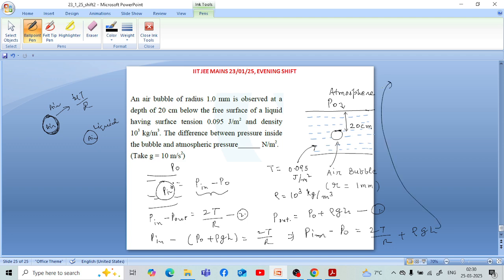Now, we can calculate this in this manner. P inside minus P naught, which we have to calculate in this particular problem, is given by 2 T upon R. So, it is 2 multiplied by the tension which is given as 0.095, upon the radius which is given as 1 mm. So, we have to convert it into meter, so 10 to the power minus 3 meters, plus rho, which is the density.